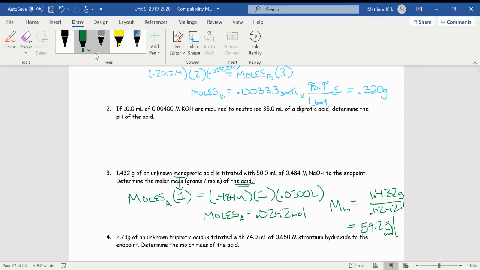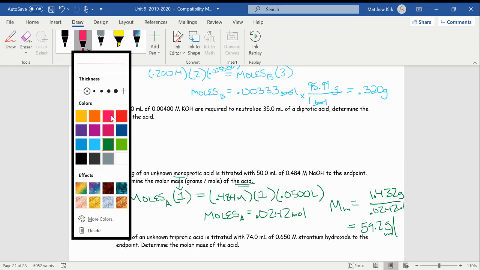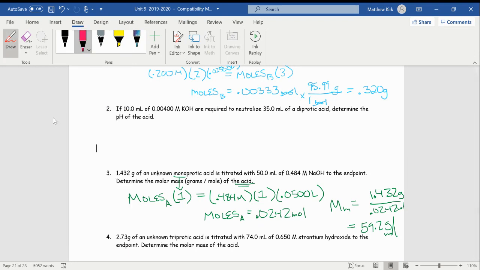I do want to do one more on this page with you all, so let's take a look at number 2. Number 2 says if we have 10 milliliters of 0.004 molar KOH, and they neutralize 35 milliliters of our diprotic acid, determine the pH. A little bit different, right? This doesn't ask for grams or molar mass. It asks for pH. So let's think about this. How do we get pH again?